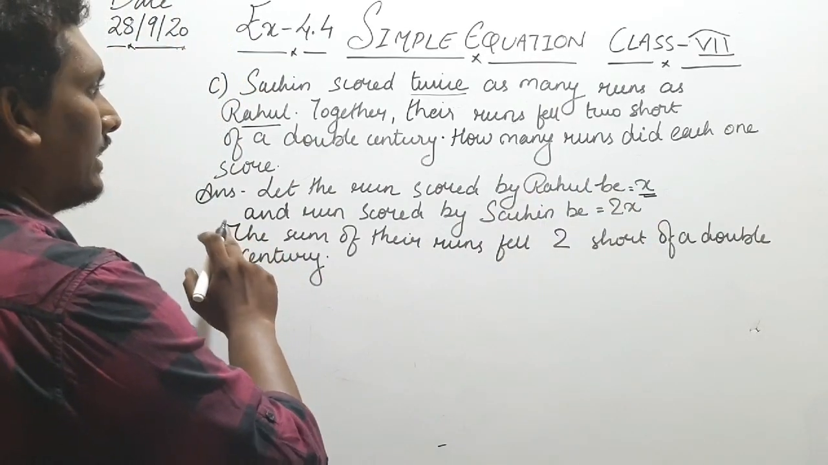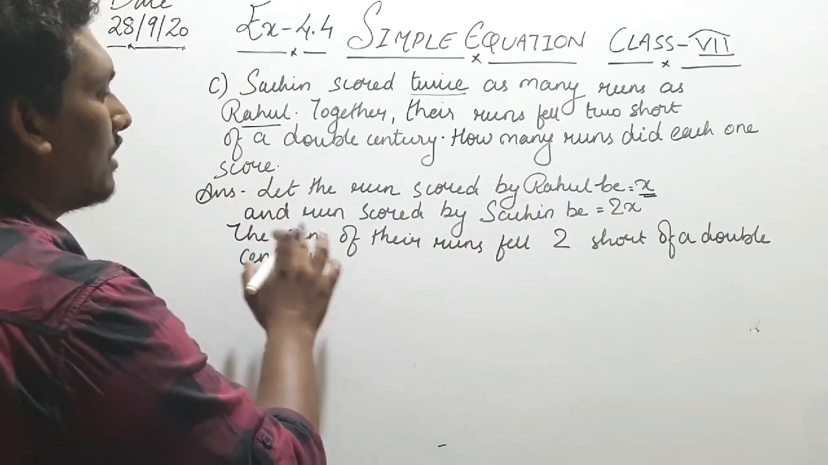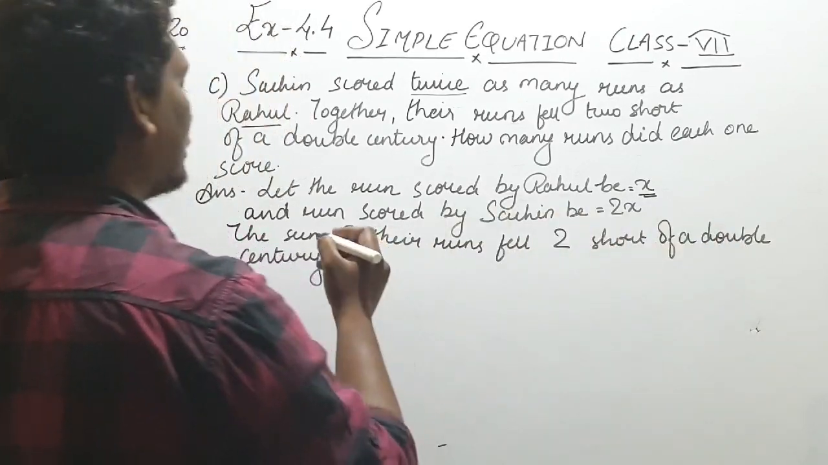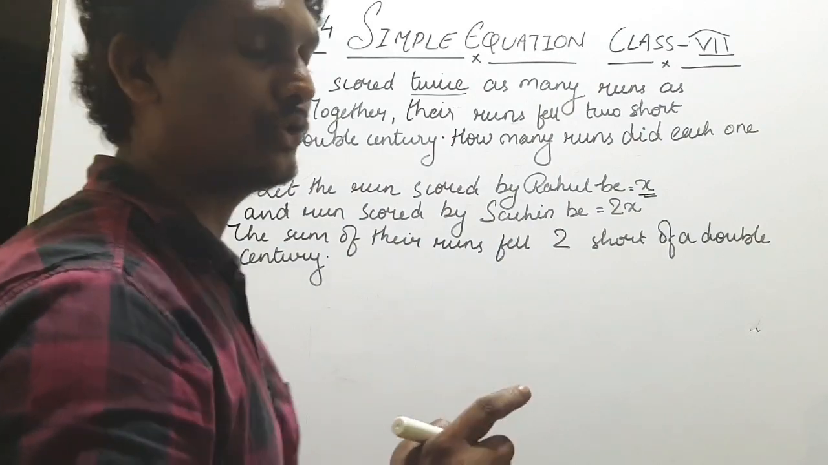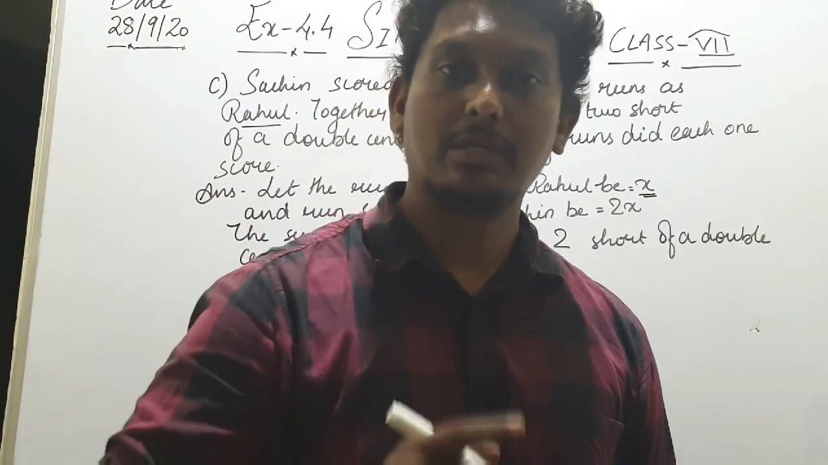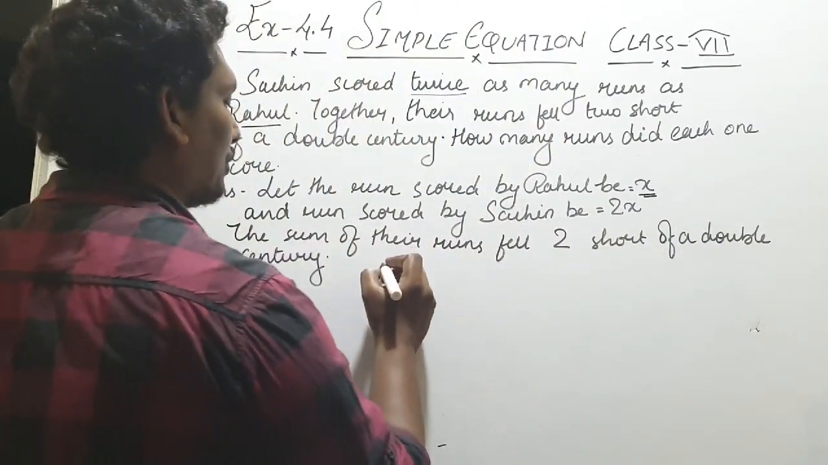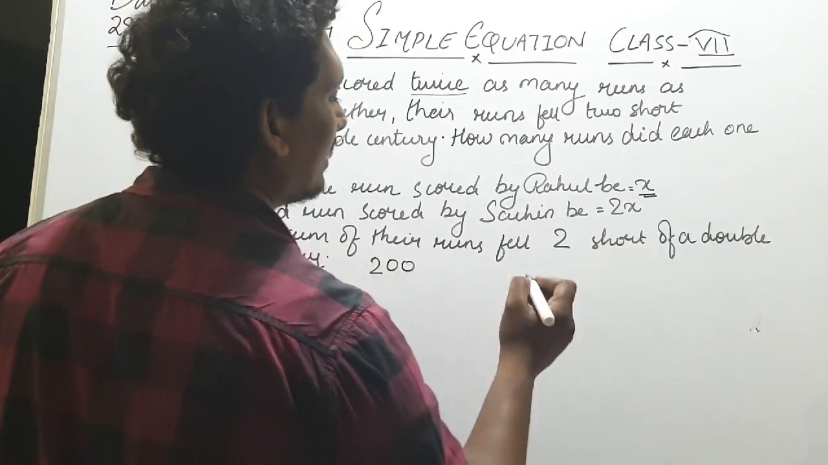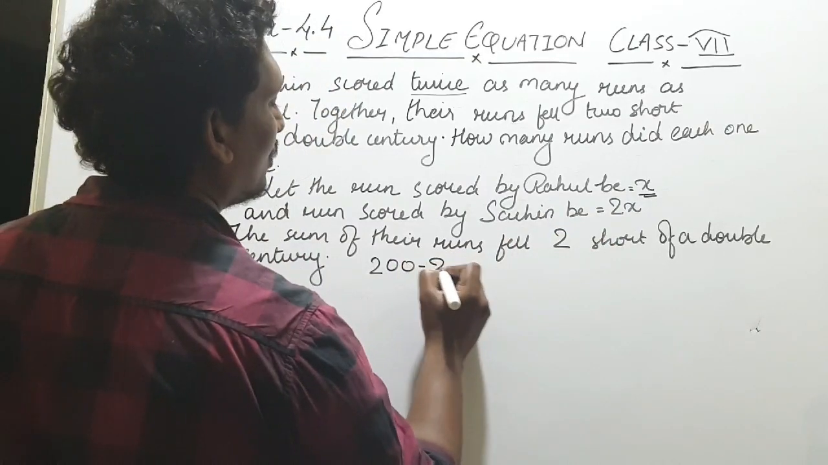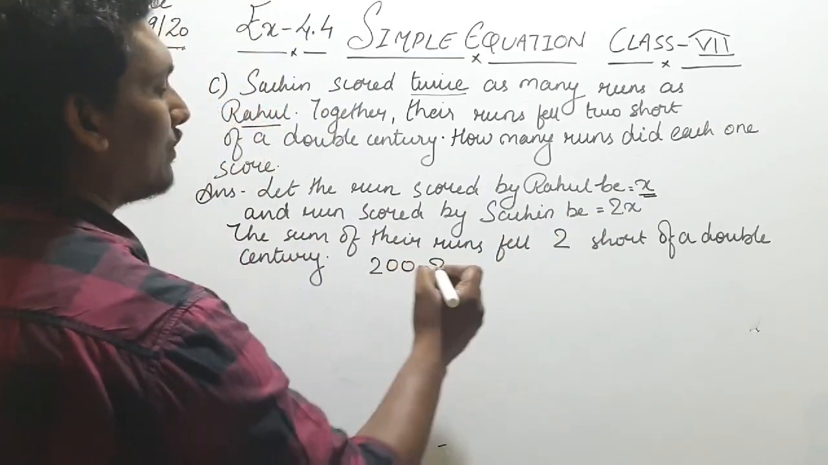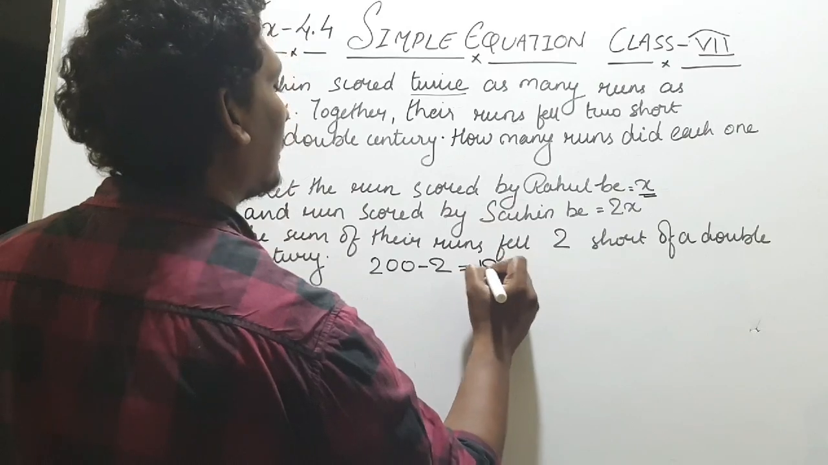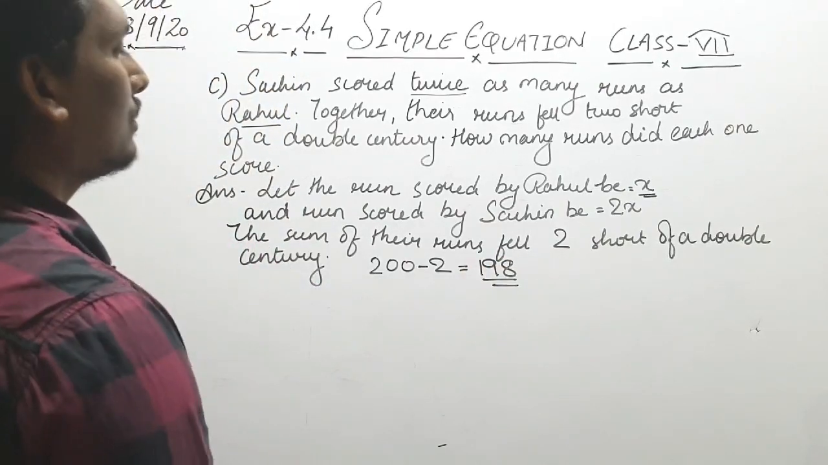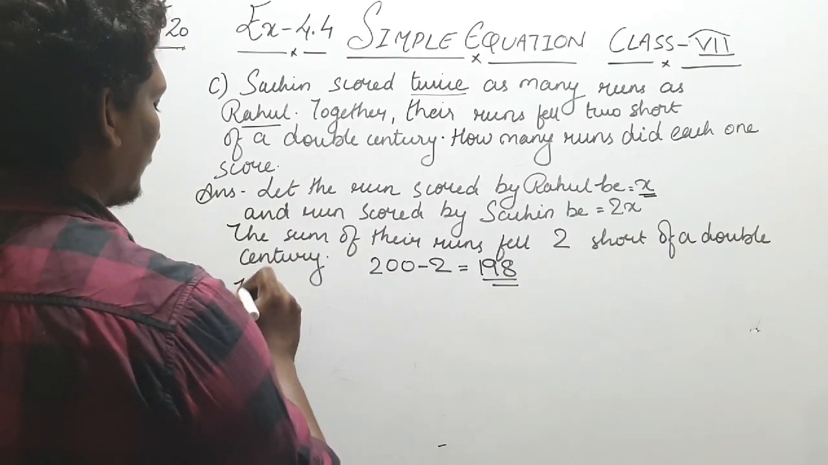And the next thing that happened here: the sum of their runs fell 2 short of a double century. Here we are talking about a double century. Double century means 100 plus 100, that is 200. How many runs fell short? That is 2. So short means we have to do the subtraction. So it will become 198, right?